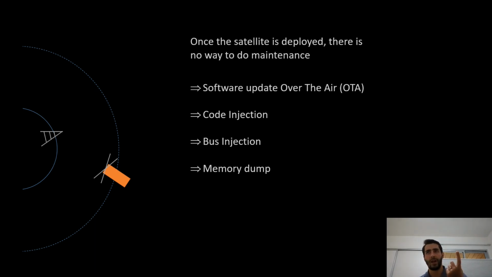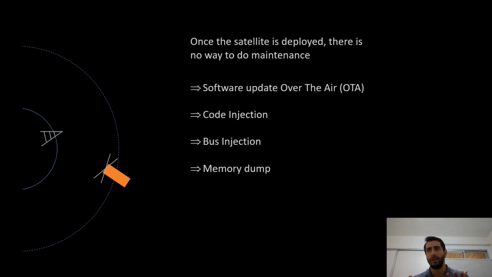With code injection, you can actually program from the ground up, from zero, an update over the air software. It's doable. So code injection is absolutely, I would say, required if you want to do code maintenance in your satellite.